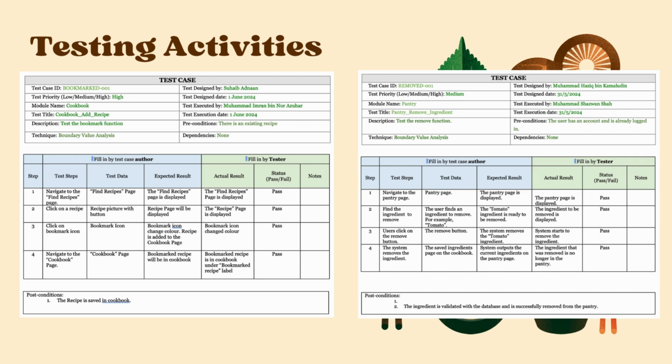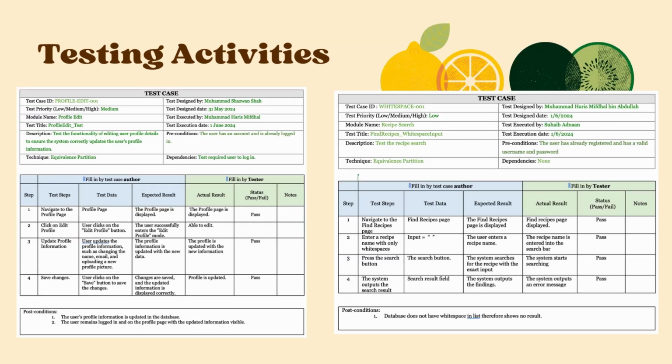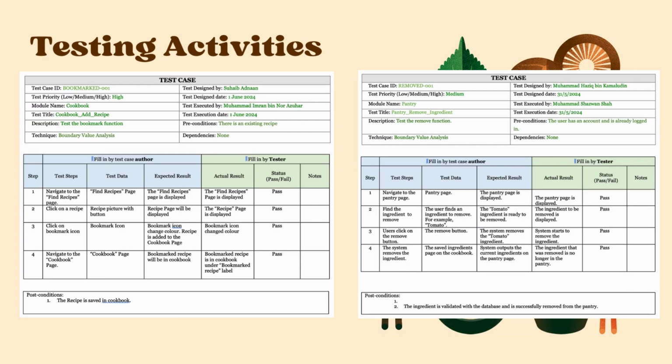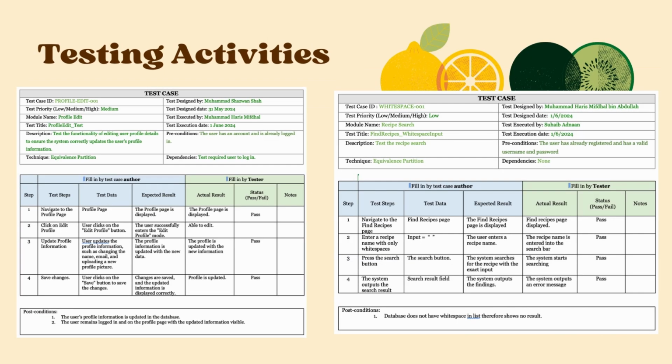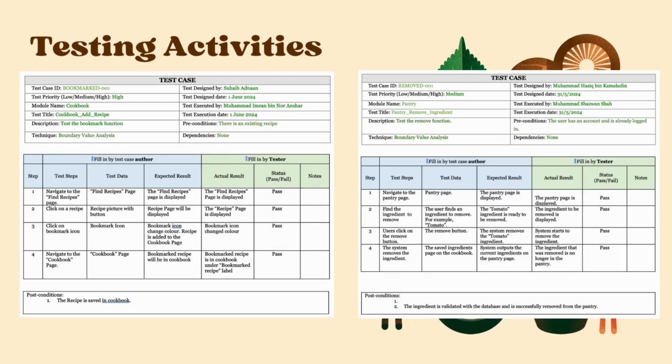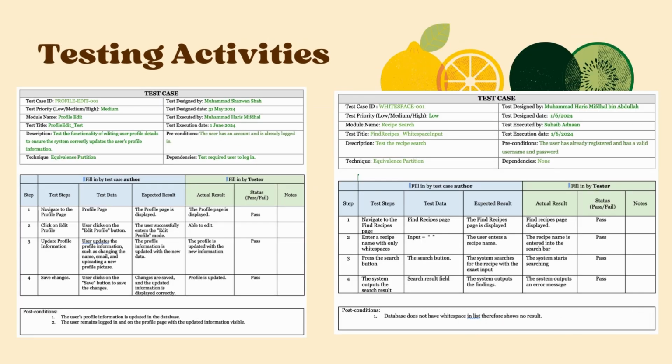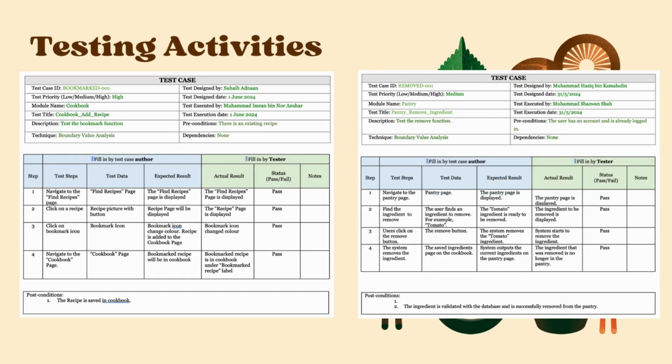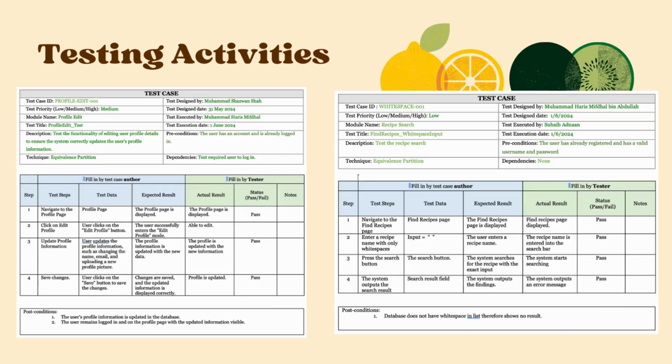And then for the second test, which is the bookmark recipe test. So for the bookmark test, it's to verify the bookmarking functionality. And the steps are, firstly, the user needs to navigate to the find recipe page, and then select a recipe, click the bookmark icon, and then check that the recipe appears in the user cookbook. So the expected result should be the selected recipe should be saved in the user's cookbook.